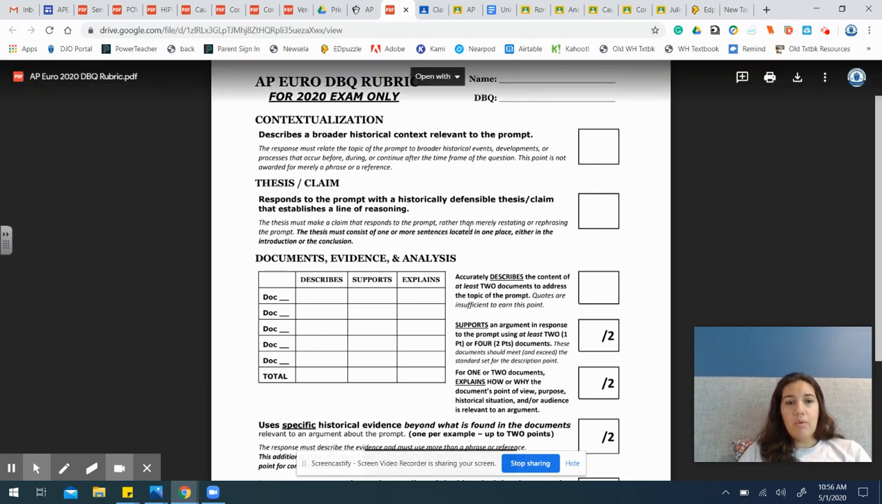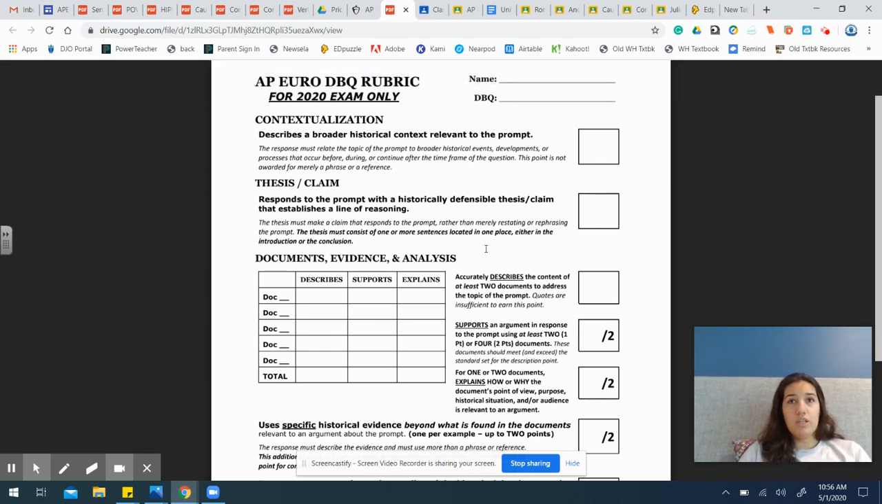The only way you will not get a point for the thesis, again, is if it's too vague, like this, which says the thesis must make a claim that responds to the prompt rather than merely restating or rephrasing the prompt. So you don't just rephrase the prompt, but you actually make a claim towards the prompt, a statement. So that's where people lose points.